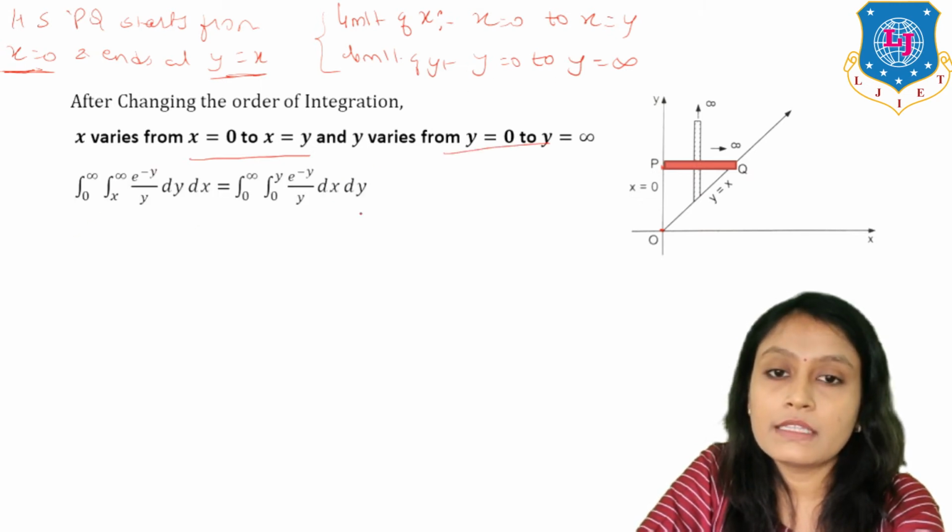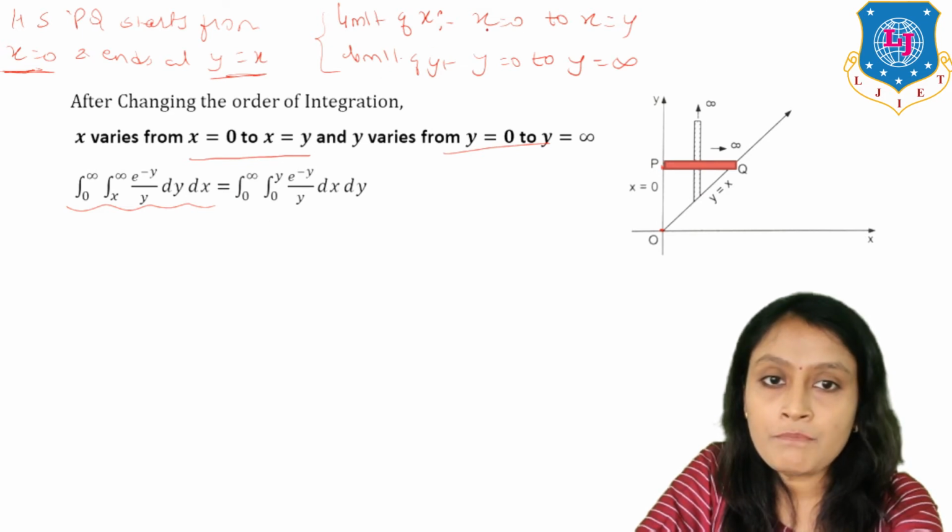Okay, now we will write the integration. This is given in the question, that is integration 0 to infinite, integration x to infinite, e raised to minus y upon y dy dx. And now we will write the new limit. Okay, so we have variable here, so we will write it inside. So 0 to y, and here 0 to infinite.